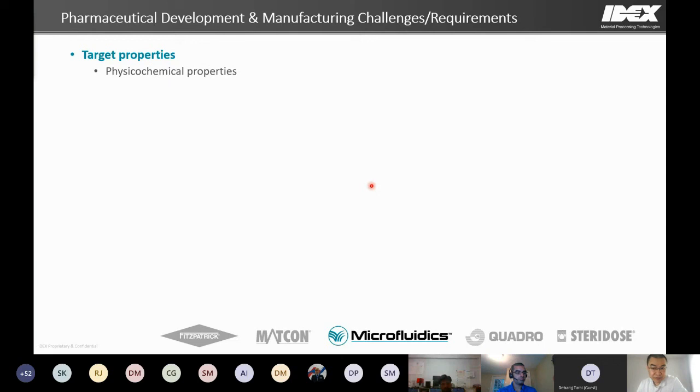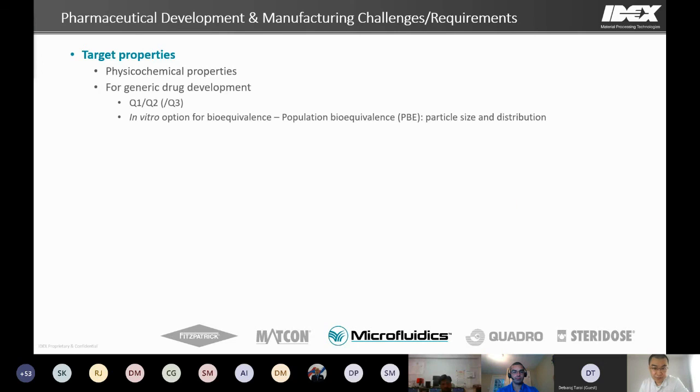To be able to control the particle size and distribution of nanoparticles is critical since they control and affect other correlated properties such as solubility, stability, product performance such as ability to reach target sites, improve viability or efficacy, etc. Particle size and distribution are also very important for generic drug development.